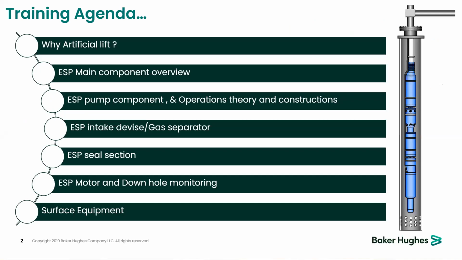Our agenda today will explain why we need to have an artificial lift. And then we will go to the ESP main components overview, and we'll go through each component of the ESP in detail: what the component is for each part, what its function is, and when we can select each part for its purpose. We'll go through the pump, intake and gas separator, seal section, and motor, and end with surface equipment.